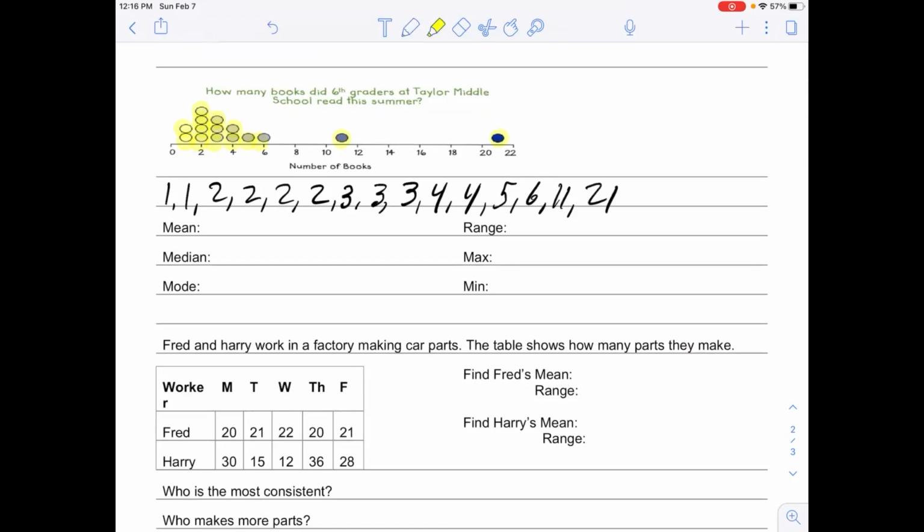Now I can use this list of numbers right here to find the mean, median, mode, range, maximum, and minimum. So pause the video, see if you can find all those values, and then restart when you're ready to go.